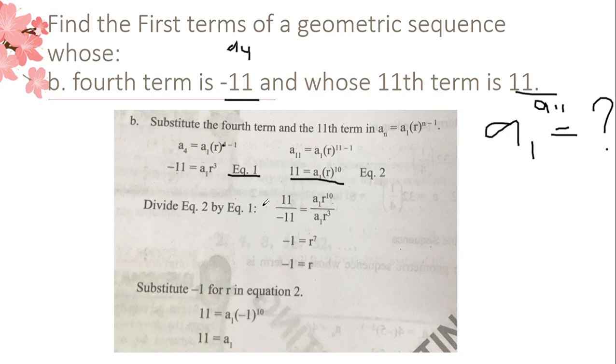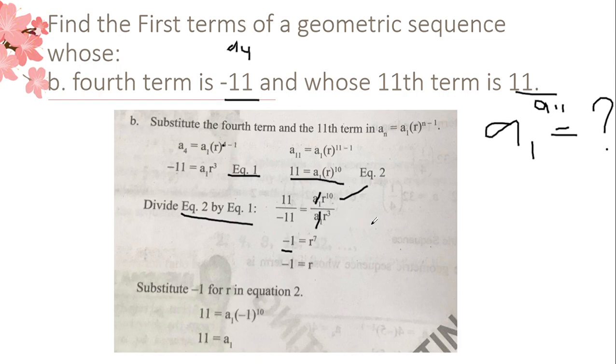So, ato i-divide si equation 2 by equation 1. And we have 11 is equal to a sub 1 r to the power of 10, this is our equation 2, over negative 11 is equal to a sub 1 r to the power of 3. So, 11 divided by negative 11, we have negative 1. Kini cancel si a sub 1.